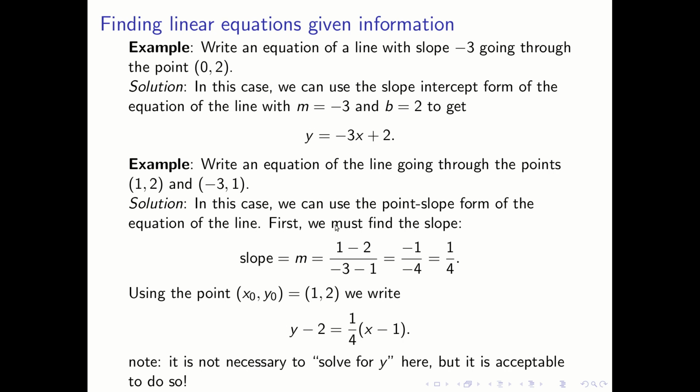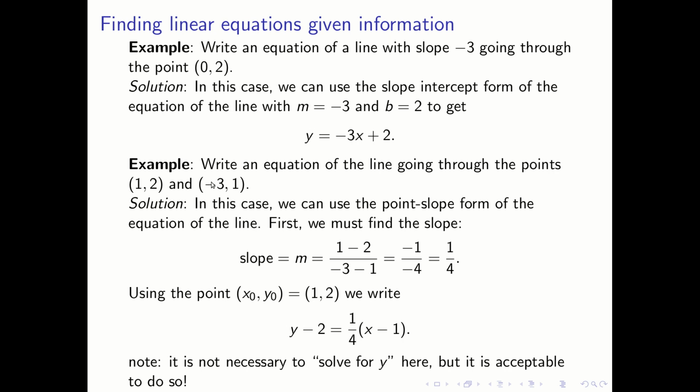So all I do is I find the slope. To find the slope, I do that process I mentioned earlier. So I do the 1 minus the 2, and the -3 minus 1. You've got to be very careful with negative signs here. But if we are, we'll get -1 on top and -4 on the bottom, and those minuses will cancel and give us 1/4. So therefore the slope's 1/4, and I'll use the point (1, 2).